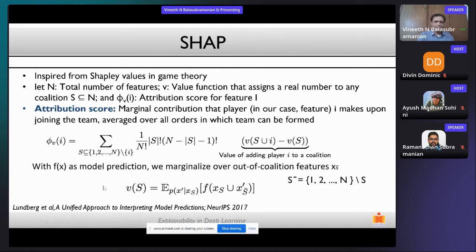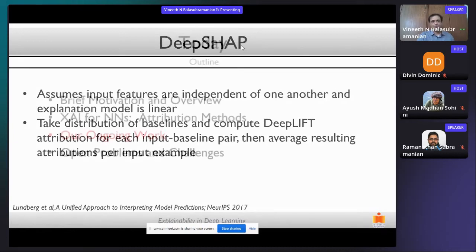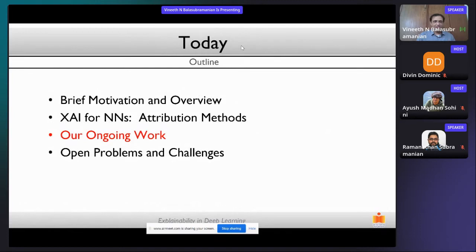This was pioneered by Scott Lundberg in a paper at NeurIPS 2017, where this particular value function that you see here, which comes from game theory, was replaced by the DeepLIFT attribution. Using this, he came up with DeepSHAP that was used to compute attribution of an input feature towards the output. Those are different technical methods that have been used. I've only visited popular ones. There are tons more that we haven't had a chance to talk about, but those are the popular methods and the idea behind them.